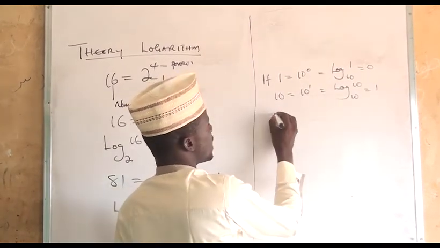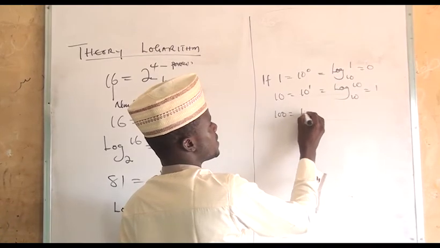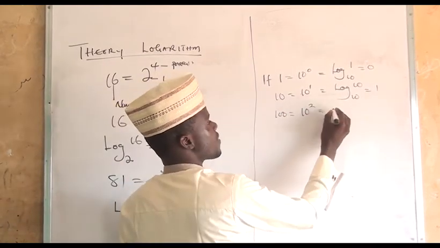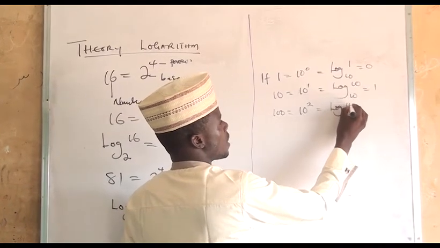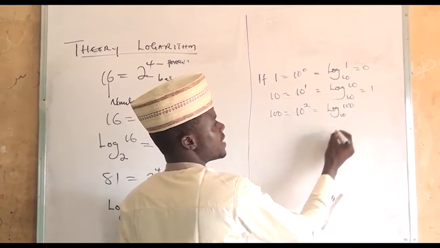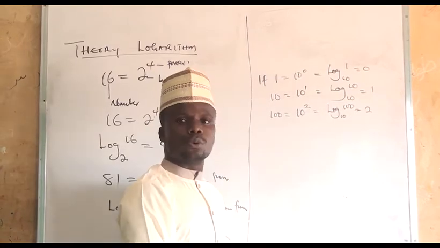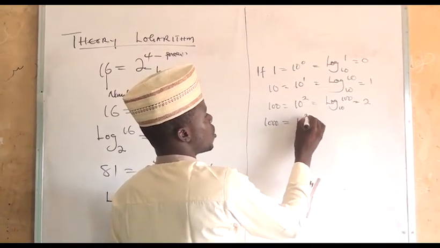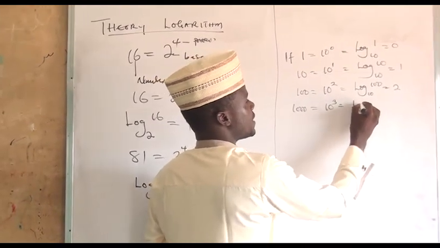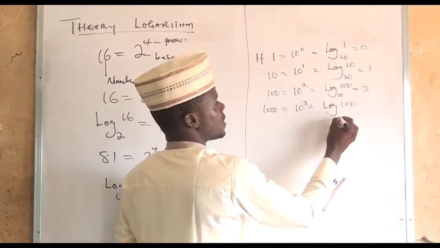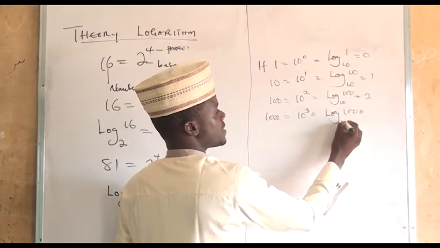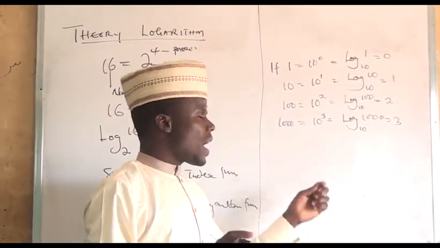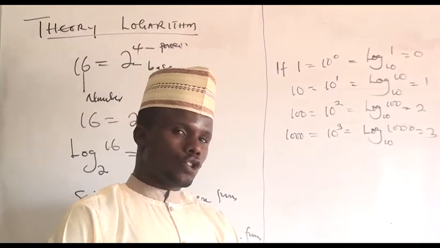And if we take 100, it is 10 to the power of 2, that is 10 times 10 is 100. So we can say logarithm of 100 to base 10 is going to be 2. And when we take 1000, it is 10 to the power of 3, so logarithm of 1000 base 10 is going to be 3. So logarithm and indices are related to each other.